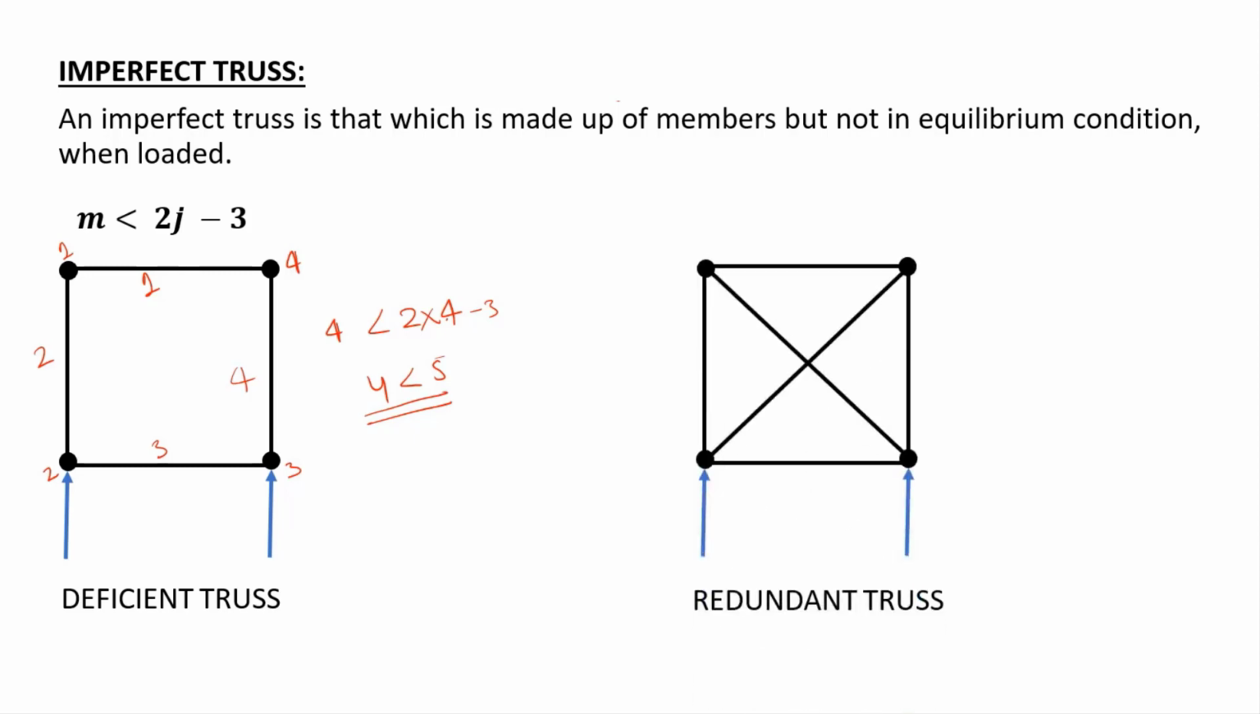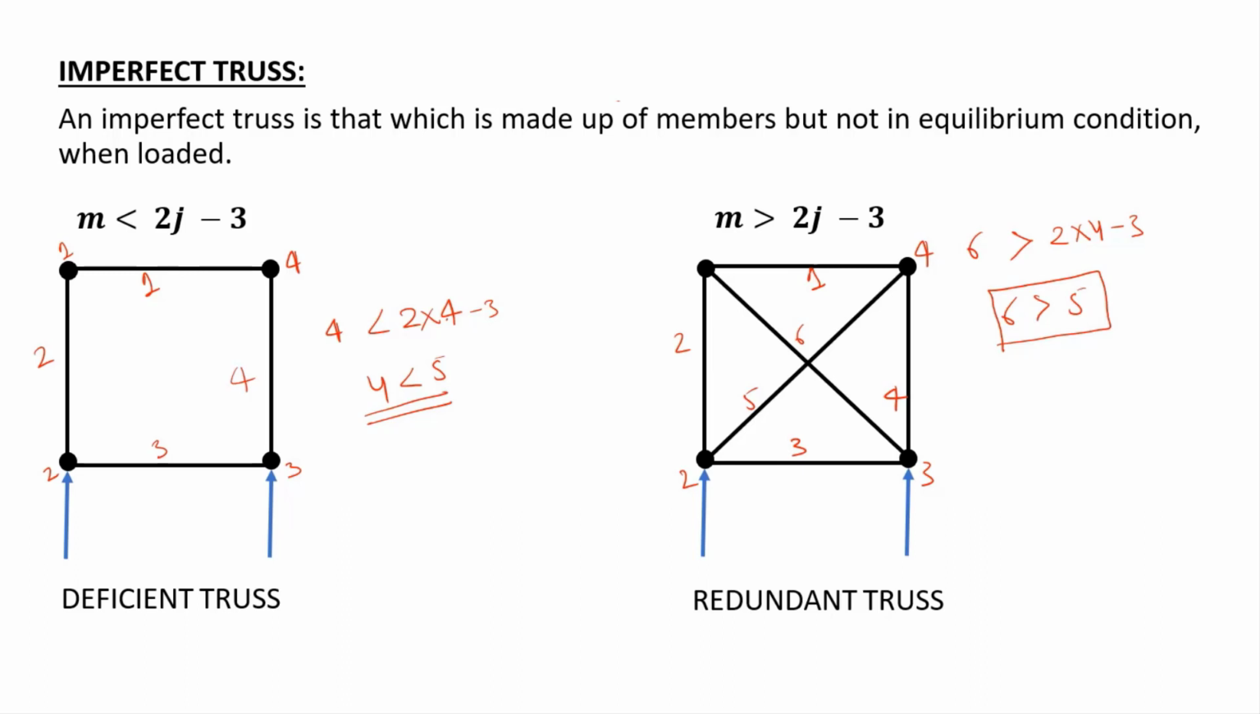Here's an example of a redundant truss. Now let's see if this equation will be satisfied for this truss. Number of members, again let's number it 1, 2, 3, 4, 5 and 6. There are 6 members. Number of joints 1, 2, 3 and 4. So number of joints is 4, 2 4s are 8 minus 3, 5. So this equation indicates that the truss is the redundant truss.